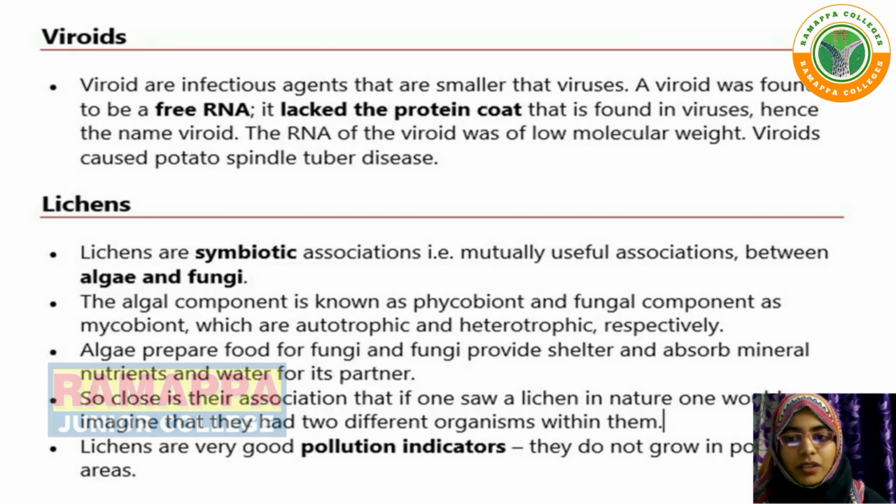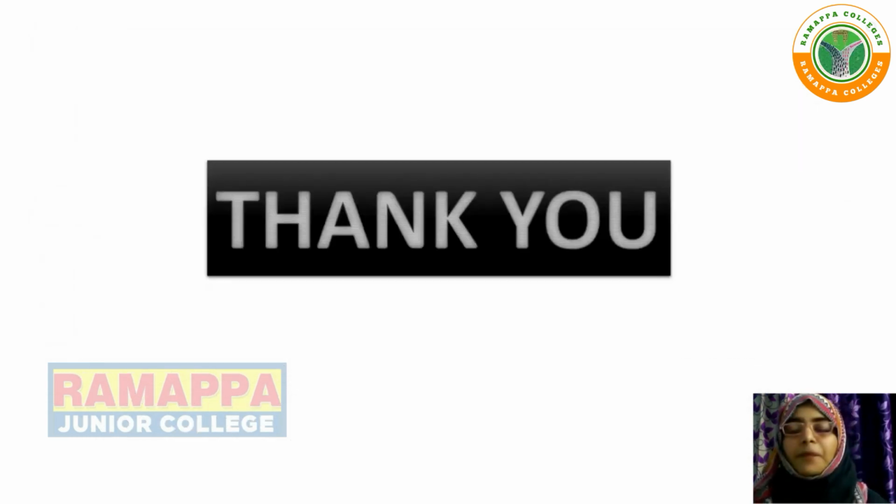So close is their association that if one saw a lichen in nature, one would never imagine that two different organisms were within it. Lichens are very good pollution indicators, that is, they will not grow in places where more pollution is present. We have just discussed that fungus is usually seen in moist and warm conditions. So lichens are also seen in damp or marshy areas or moist conditions. The growth of lichens is mostly seen in non-polluted areas, so they are also called pollution indicators. With this, we will be completing our second chapter, that is, biological classification.